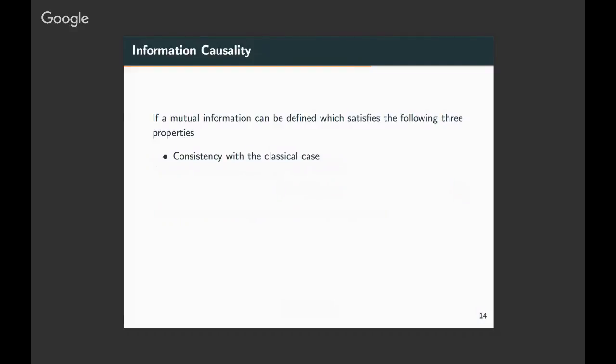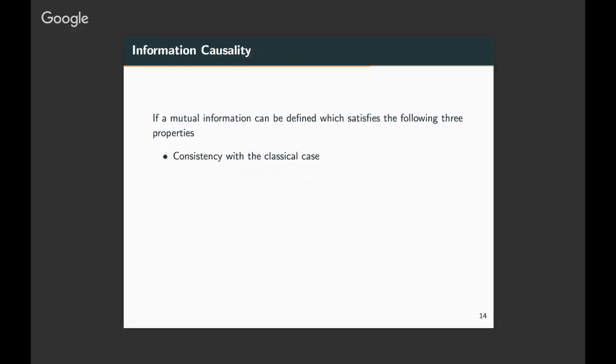Actually, there are a lot of things. So the first thing, and it's intuitive, is that the definition of mutual information that I have should be consistent with the classical case. So if Alice's part and Bob's part both are classical systems, then in that case my mutual information formula should match with Shannon's mutual information, right?